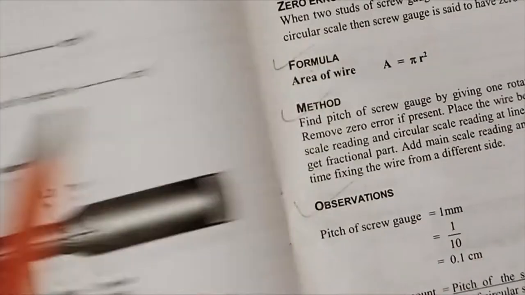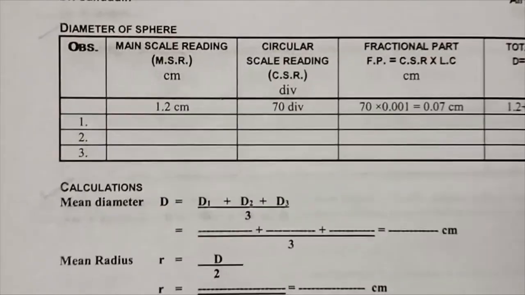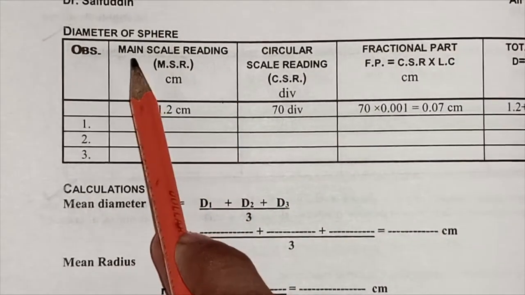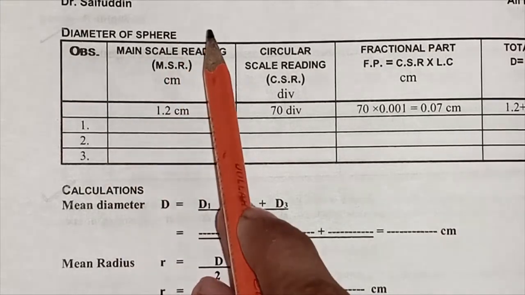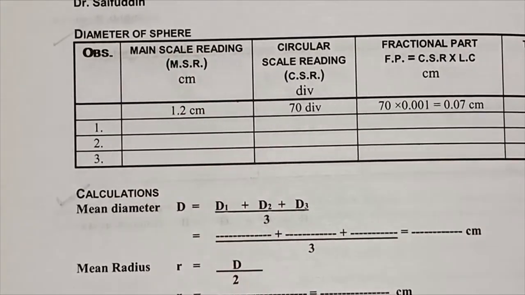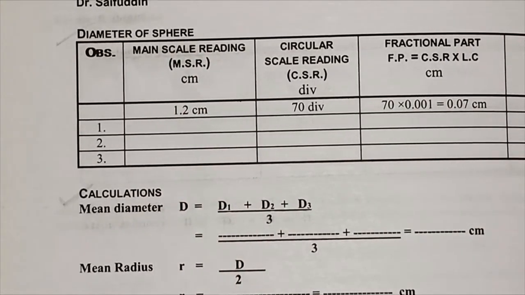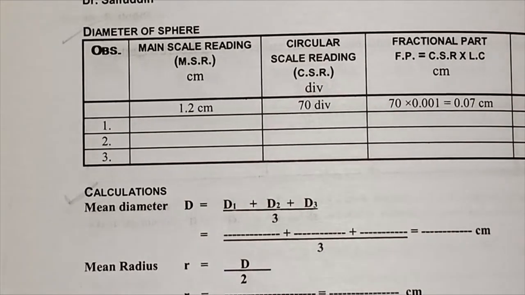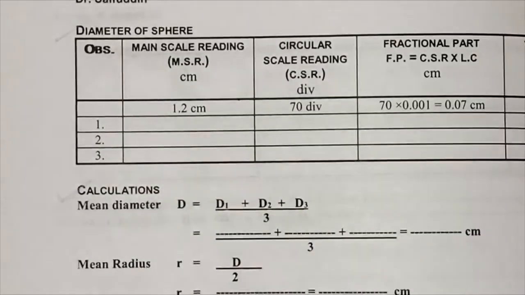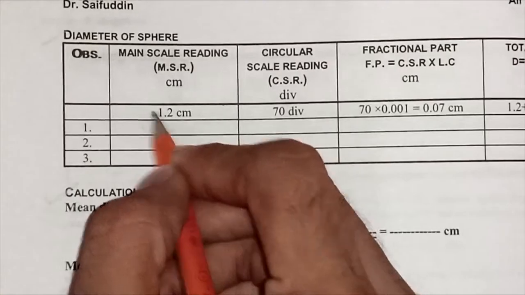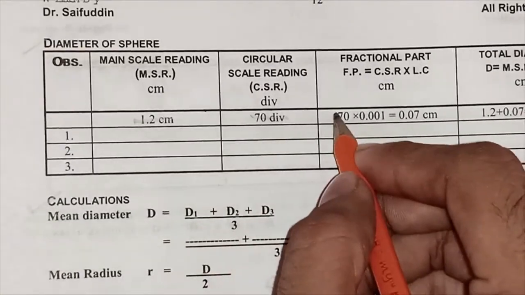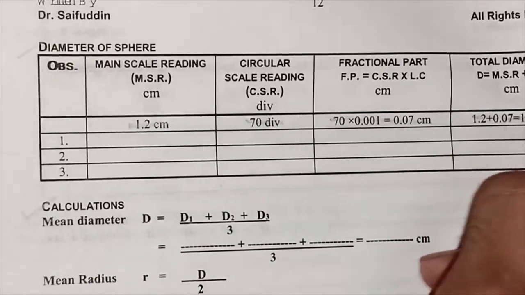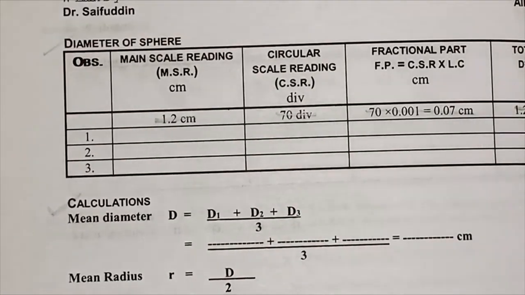Let's move ahead. So here we have to find the diameter of the sphere because we have to calculate the volume. So we have to follow some steps. Right now we are going to find the main scale reading. Here are some example readings, but we don't follow these because we have our instrument's reading. So we will note that reading.